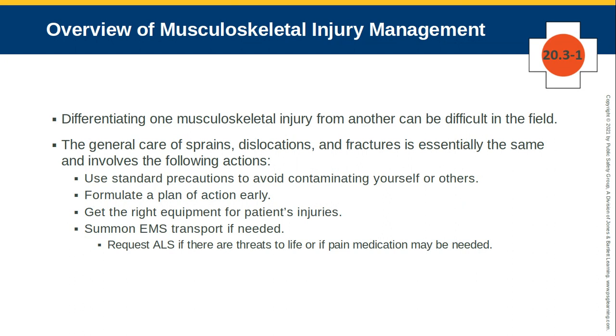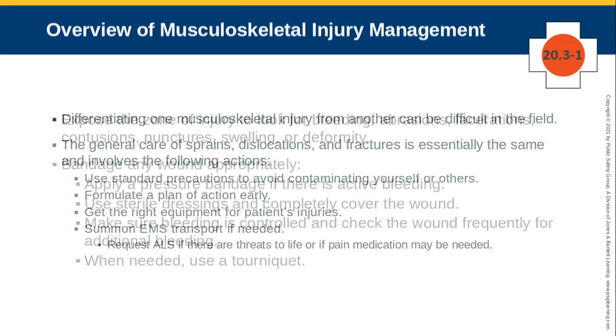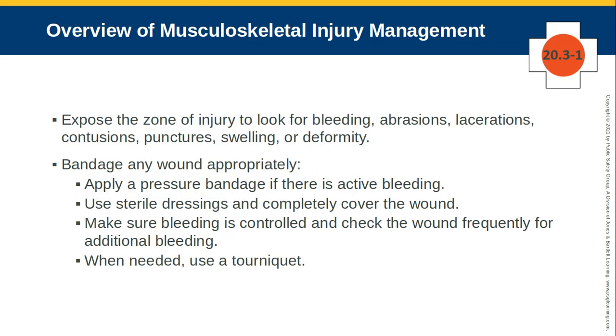Make a plan and then execute that plan. Get the right equipment, call for EMS, call for additional equipment and personnel if needed, and then treat the patient. To do that properly, make sure that you expose the zone of injury. You want to ensure that no bleeding is occurring that may not be visible through heavy ski clothing. The bruising or contusions, the swelling or deformity that you see may help you determine what kind of an injury is going on, and then you can dress that appropriately.